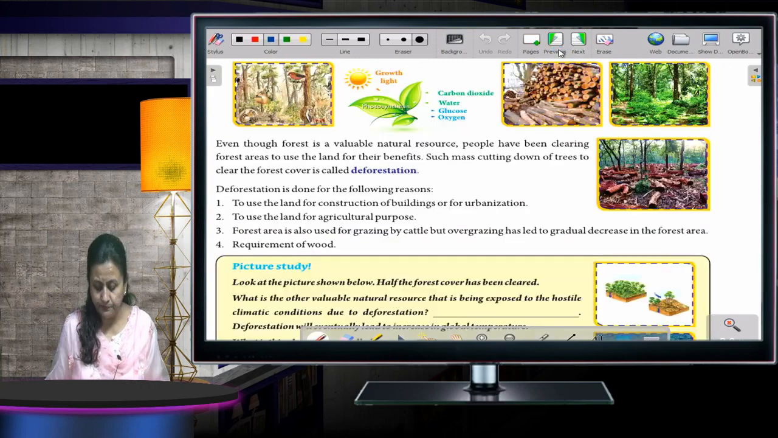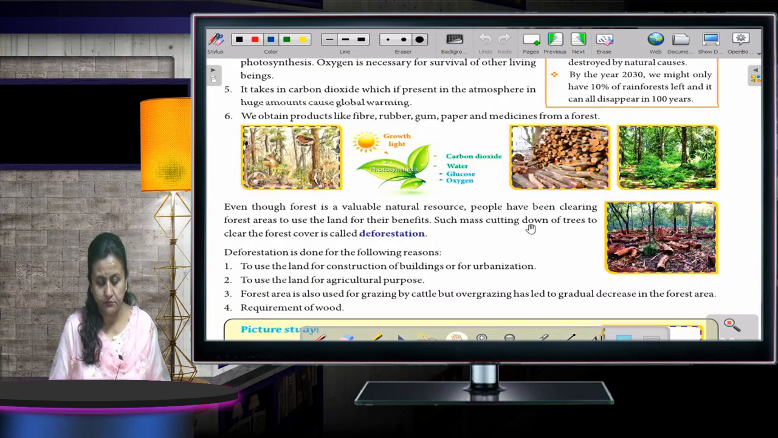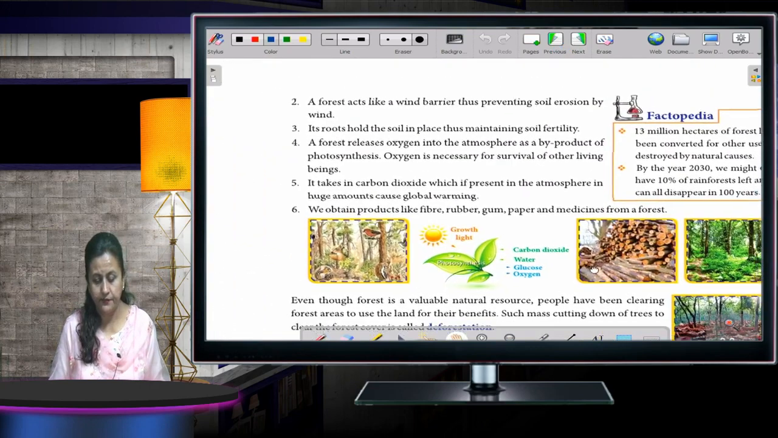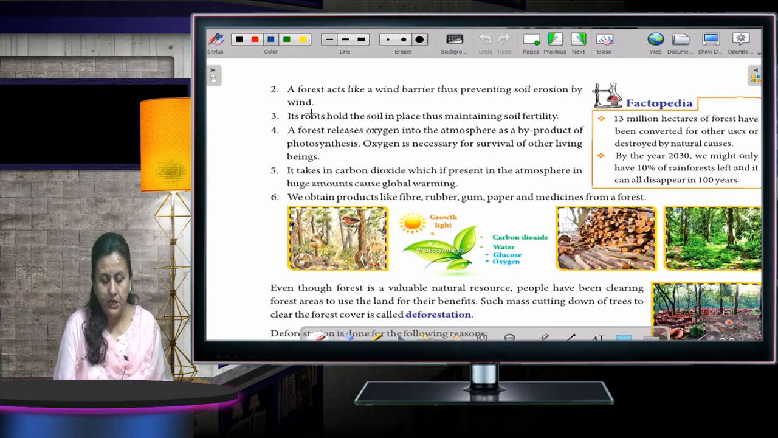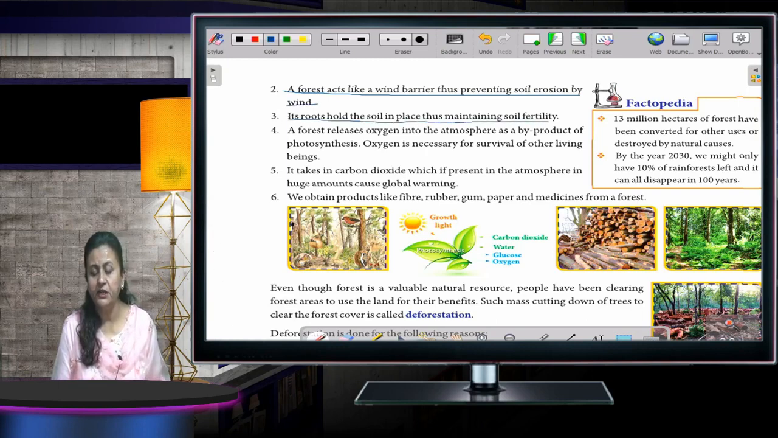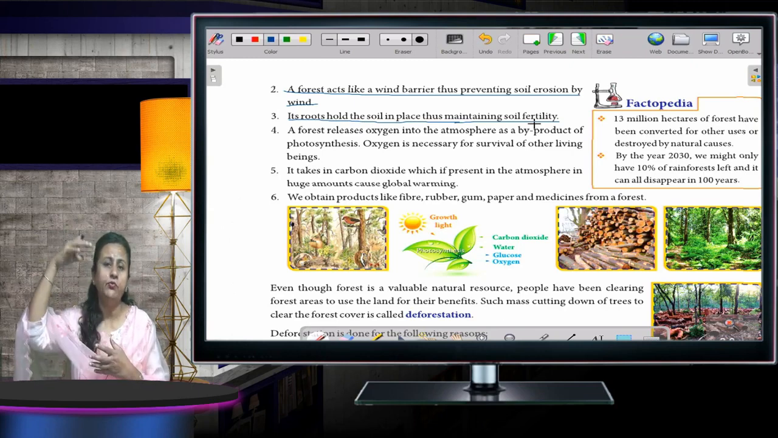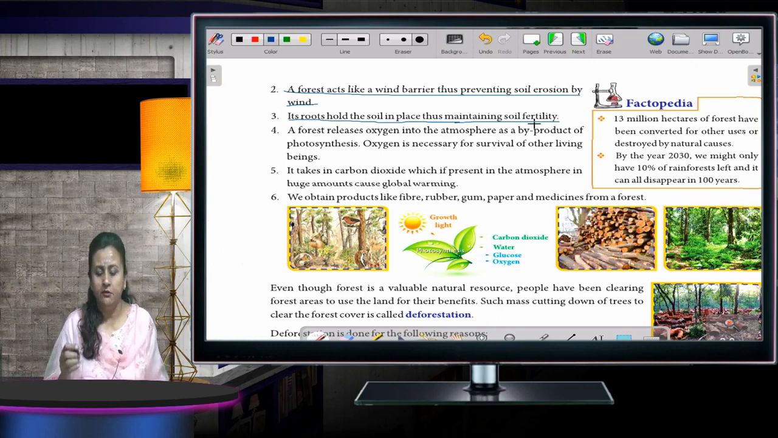A forest acts like a wind barrier, thus preventing soil erosion by wind. It holds the soil in place, thus maintaining soil fertility. What is happening? The roots of the plants and trees are binding up the soil particles and helping in maintaining the soil fertility, and when the rain comes, the soil does not get washed off.